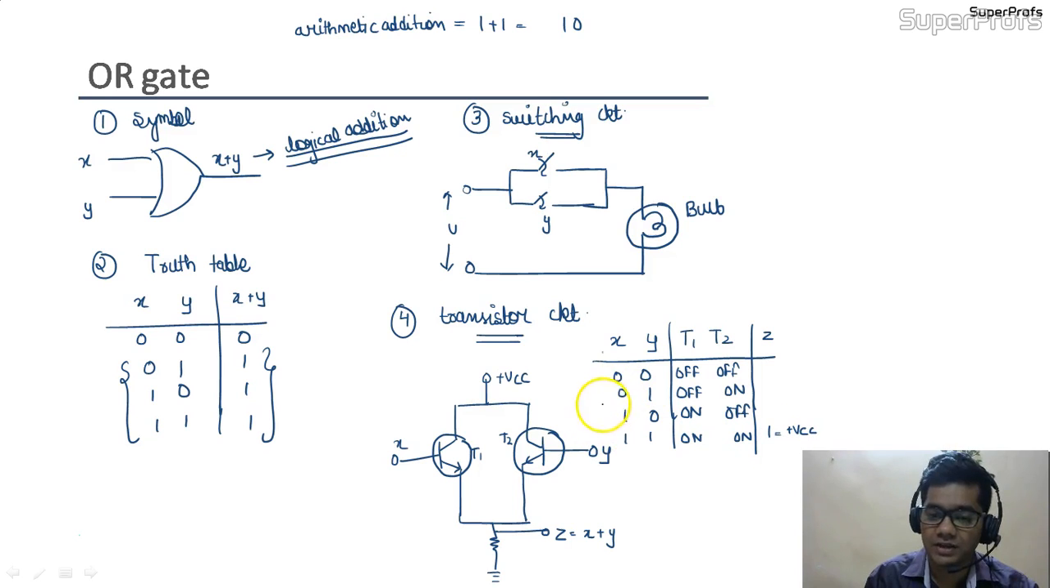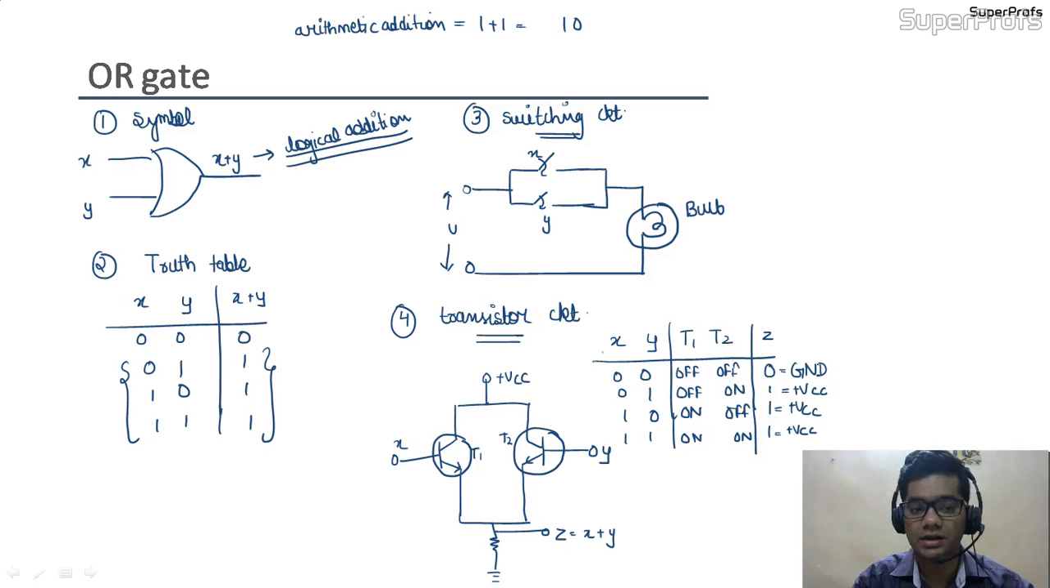But if any of the inputs is in one condition, that is, if any of the transistors is in on condition, then also there would be a flow of current, due to which the output would remain as logic 1, or we can say plus VCC. But as both the transistors are in off condition for logic 0 0, there would be no flow of current, and due to which this voltage would appear at this point. Therefore the output would be ground, that is logic 0. So this is our symbol, truth table, switching circuit and transistor circuit.